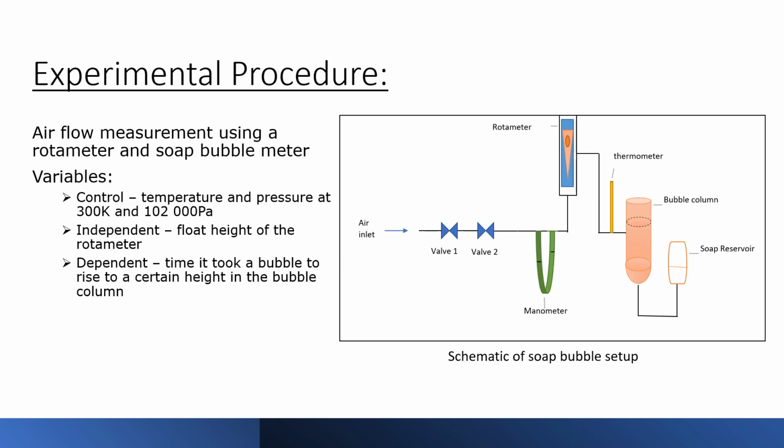Experimental procedure: the airflow measurement using a rotameter and soap bubble meter setup. A dilute soap solution was prepared and added to the soap reservoir. Valve 1 was opened for the entirety of the procedure, and the thermometer and manometer was used to maintain constant temperature and pressure of the system. Valve 2 was then varied to change the float height of the rotameter. It was evident that the float height is directly proportional to the flow rate. The time it took a bubble to reach a certain height in the bubble column was recorded.